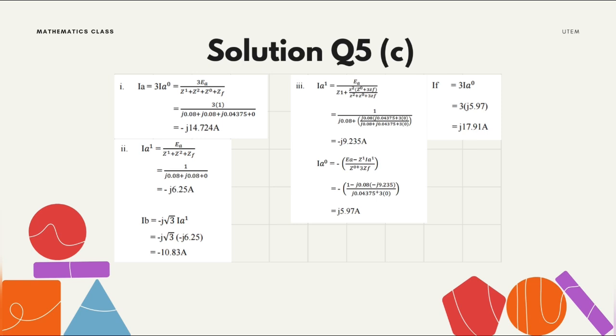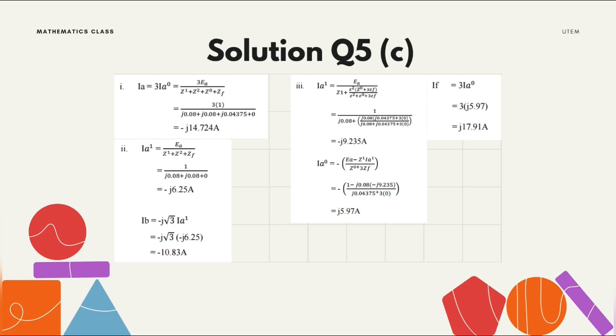After that, we need to find IA0. The formula is minus EA minus Z1 IA1 divided by Z0 plus 3ZF. We also assume ZF is equal to 0. We put it in the calculator, and the final answer is j5.97 ampere.